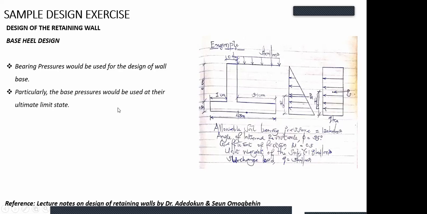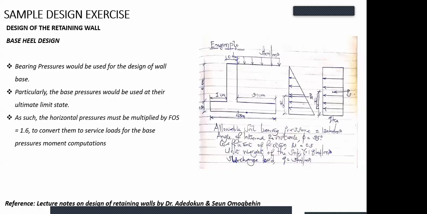So let's move on. And also I need to state that after we've gotten those base pressures we got earlier, there's still a need for us to convert them to their ultimate limit state, that is, multiply them by their necessary factor of safety. All right. As such, you multiply by what? 1.6 to convert them to service load, just the way we did for what? The vertical stem design.